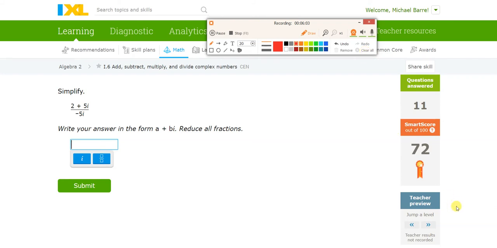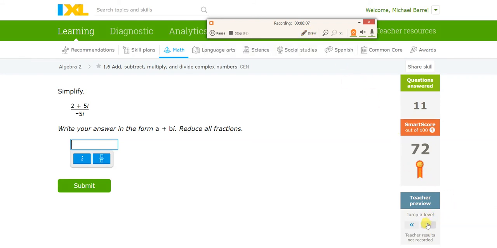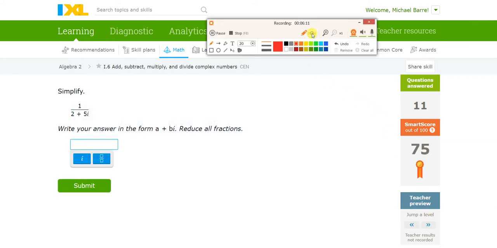This is the same type of problem. I'm going to jump a level, and I think conjugates are going to start showing up in a moment. Yep, good. That was a good jump. You learned in an earlier one that I can't have an i in the denominator, and in this case, I have to multiply it by its conjugate, which is 2 minus 5i over 2 minus 5i.